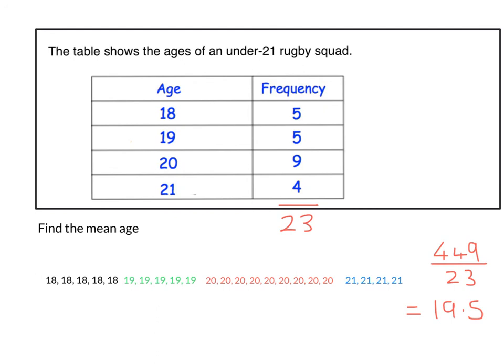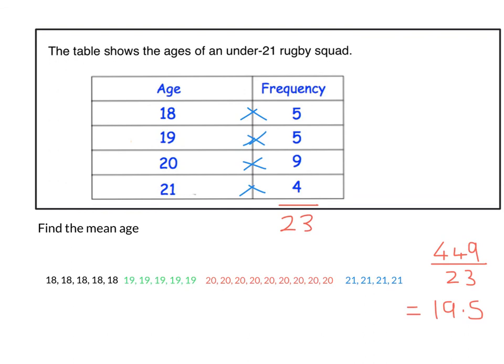Now, you're probably thinking, God, that was a long time that she took on a calculator. I mean, she could have been doing something so much simpler. So you probably heard me say, instead of 20 add 20 add 20, I said 9 lots of 20. Now that brings us back to the quick way. So the quick way is, instead of writing this whole list out, we know that there's 5 18s in the list. So instead of putting 18 add 18 add 18 on my calculator, I can literally just put 18 times 5. And instead of going 19 add 19, I can put 19 times 5. And instead of going 20 add 20 add 20, I can put 20 times 9. And instead of 21 add 21, I can just put 21 times 4. So I could have done that.